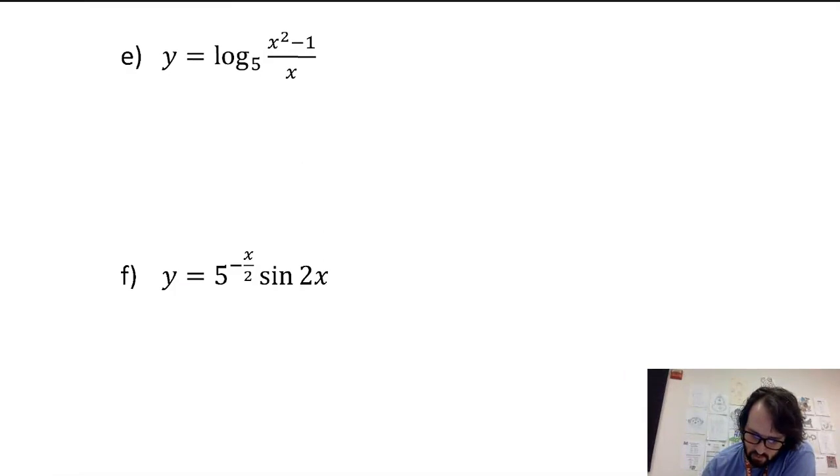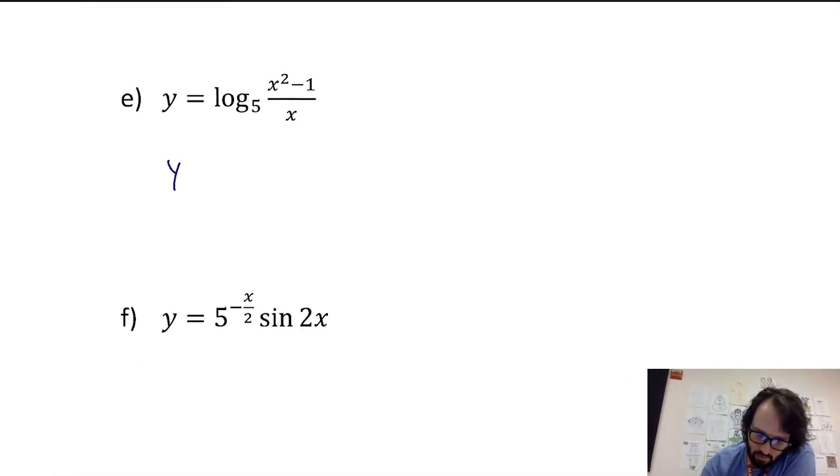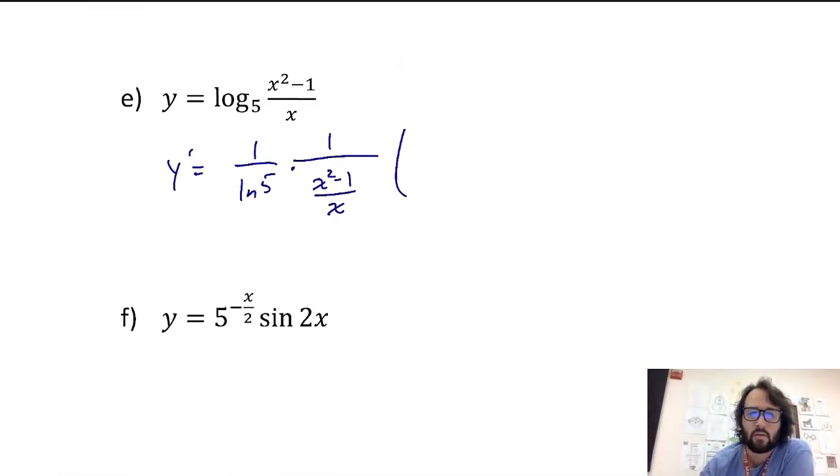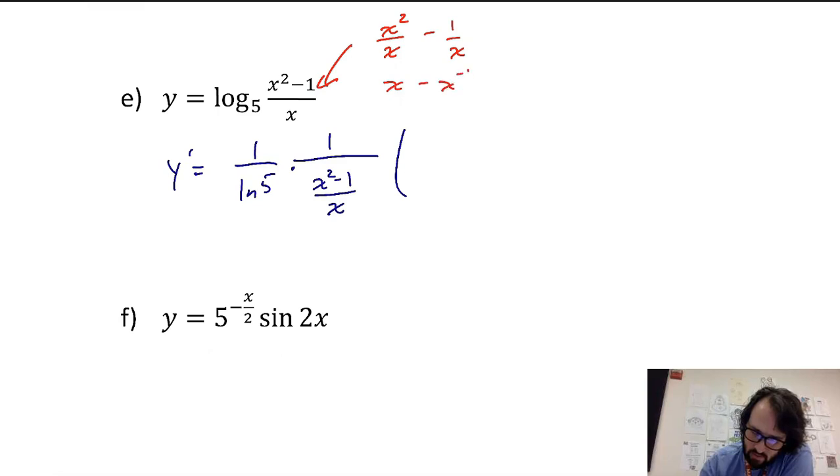Okay, party. We are so close. I think E and F are our last two. So y prime is 1 over ln of 5 times 1 over the thing inside times the derivative of the thing inside, which is low d high minus high d low over low squared. You can do it that way. You could also think of this, which is probably what I would do, as x squared over x minus 1 over x. So really this is x minus x to the negative 1. So my derivative here would be 1 plus x to the negative 2. It's most likely what I am going to do.